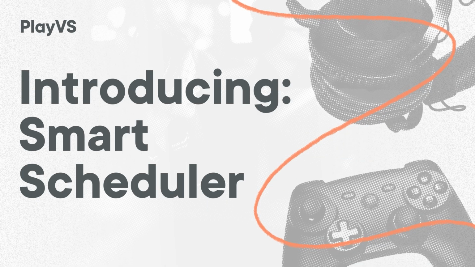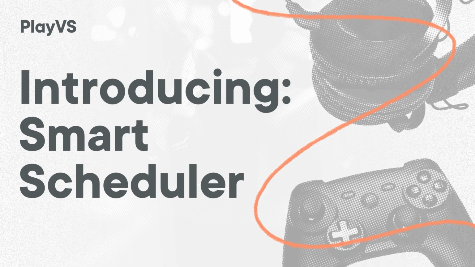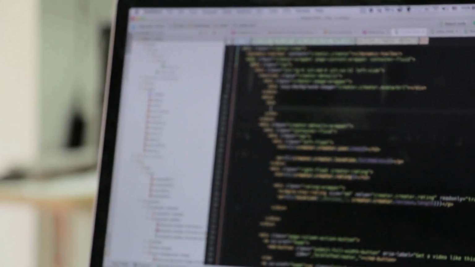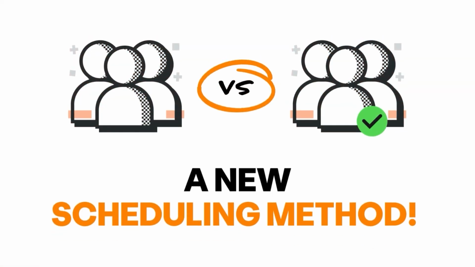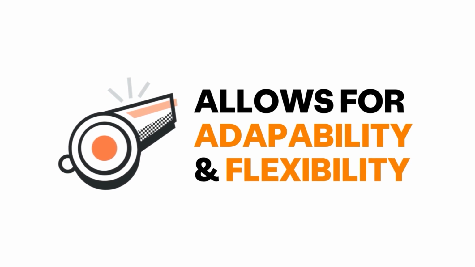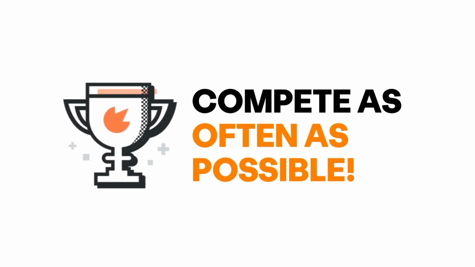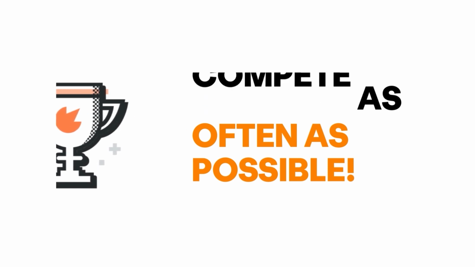Hey there! The Experienced team is here to introduce the Smart Scheduler, a brand new system for the upcoming season. Built from the ground up by our team of esteemed engineers, the Smart Scheduler is a scheduling method that allows league officials to adapt to the engagement of our players and teams while maximizing the number of opportunities for the students to compete. The goal of this system is to allow teams to compete during their originally scheduled match time as often as possible.